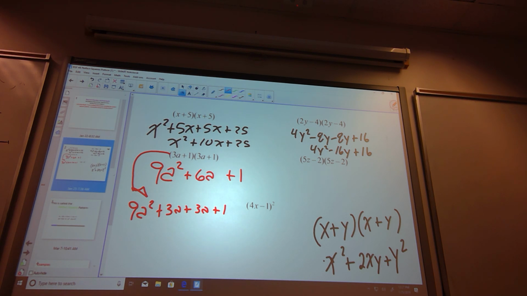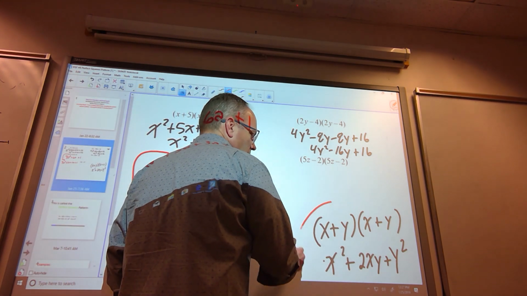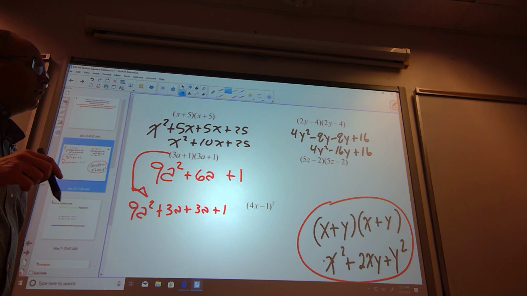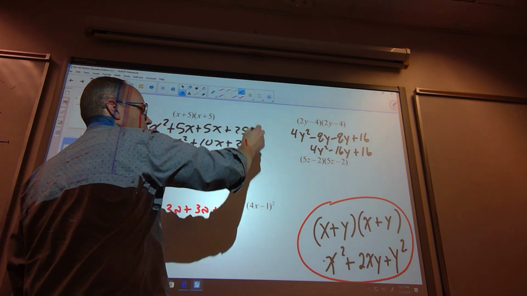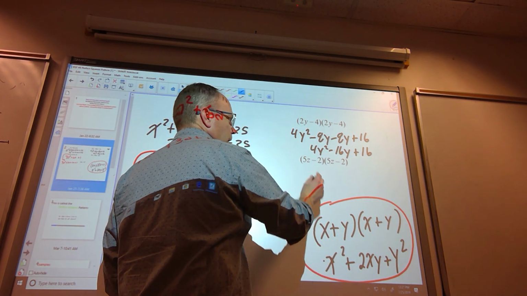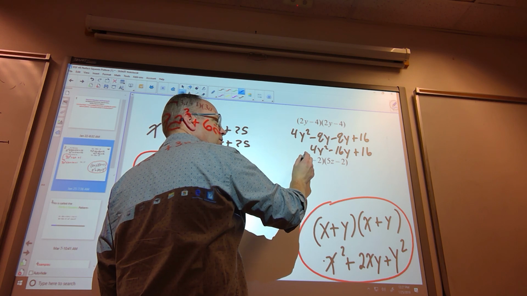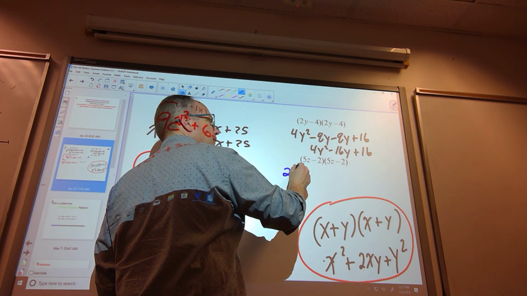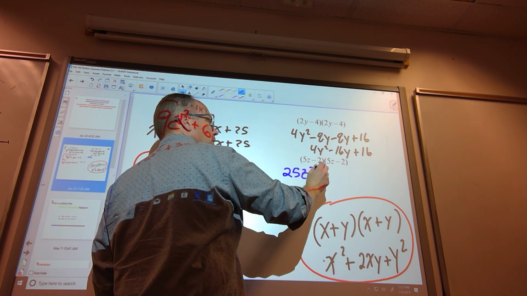I saw that this kind of pattern was starting to take place, and I was just curious if it worked. So let's try it on this next one. Ready? Let's follow this. So I'm doing x squared, so that's the first term squared. So 5z times 5z is? Close. 25z squared. Is that okay?